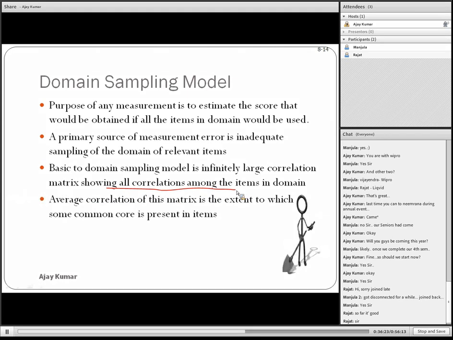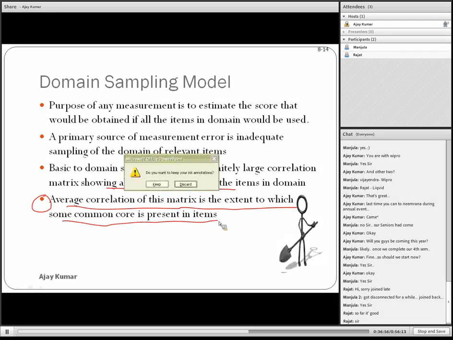Now, what the domain sampling model says is the average correlation of this matrix. This is a very important point. It says the average correlation of this matrix is the extent to which some common core is present in the items. What do we mean by that? We have a matrix which talks of correlations between each possible pair of questions. There would be an average correlation of it also. So what would average correlation mean?